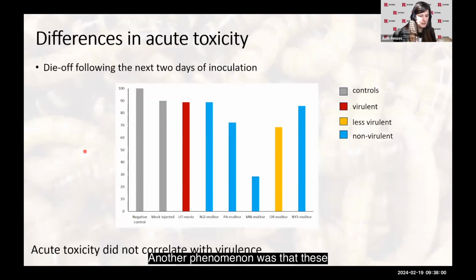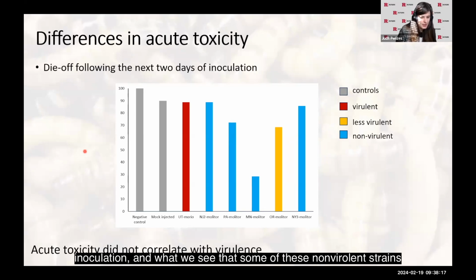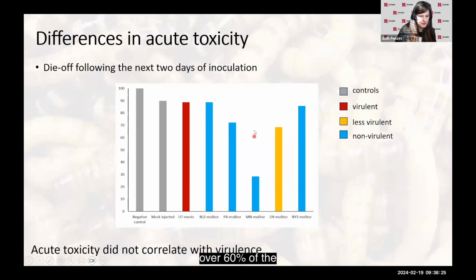Another phenomenon was that these strains, even if they provided cross protection, differed in acute toxicity. This, what we see in here, is the percentage of survival 2 days following inoculation. And what we see is that some of these non-virulent strains actually have really high acute toxicity, killing over 60% of the animals upon inoculation.